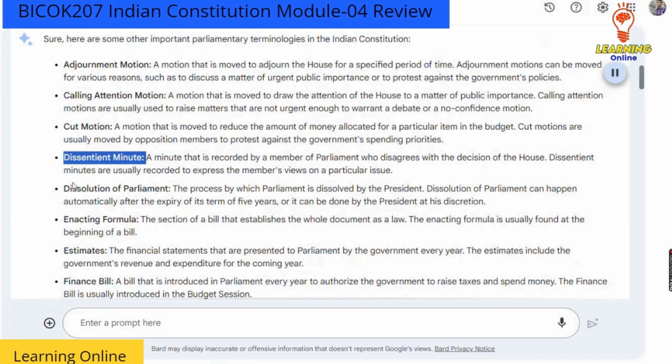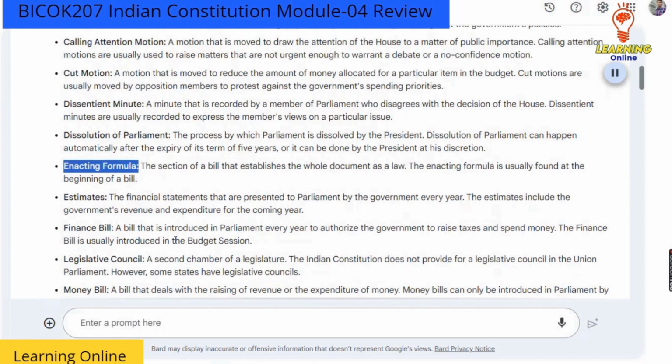Dissentient minute. A minute that is recorded by a member of Parliament who disagrees with the decision of the House. Dissentient minutes are usually recorded to express the member's views on a particular issue. Dissolution of Parliament. The process by which Parliament is dissolved by the President. Dissolution of Parliament can happen automatically after the expiry of its term of 5 years, or it can be done by the President at his discretion.